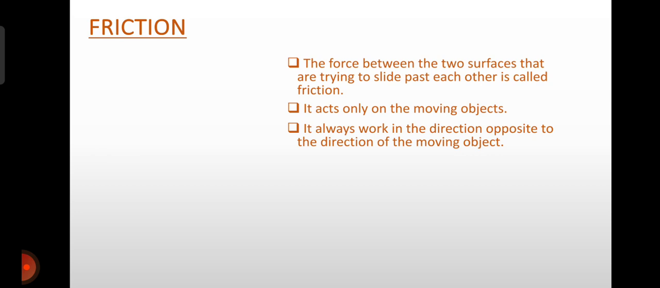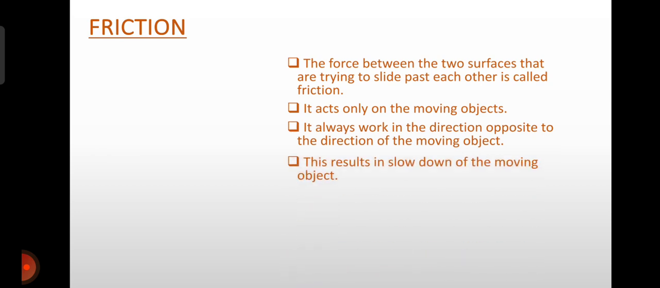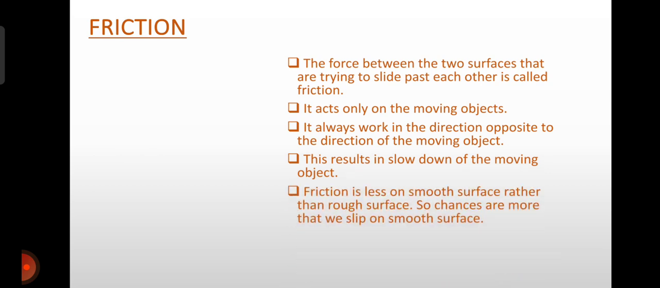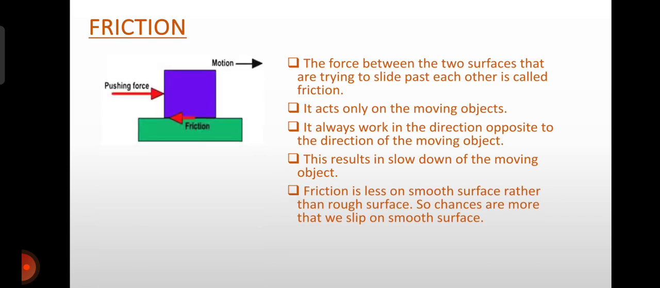It always works in the direction opposite to the direction of the moving object. So for example, if I want to walk in the forward direction, friction will work in the backward direction. So that is an opposite direction. This results in slow down of the moving object. Friction is less on a smooth surface than on a rough surface. So chances are more that we slip on a smooth surface.